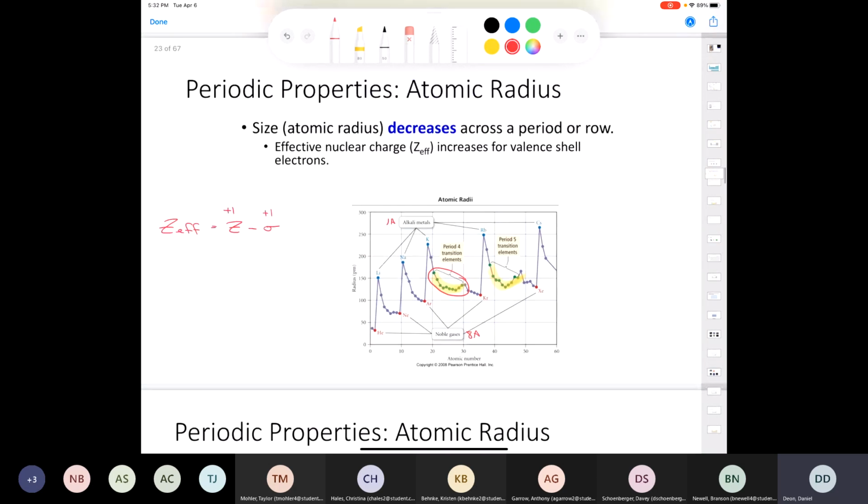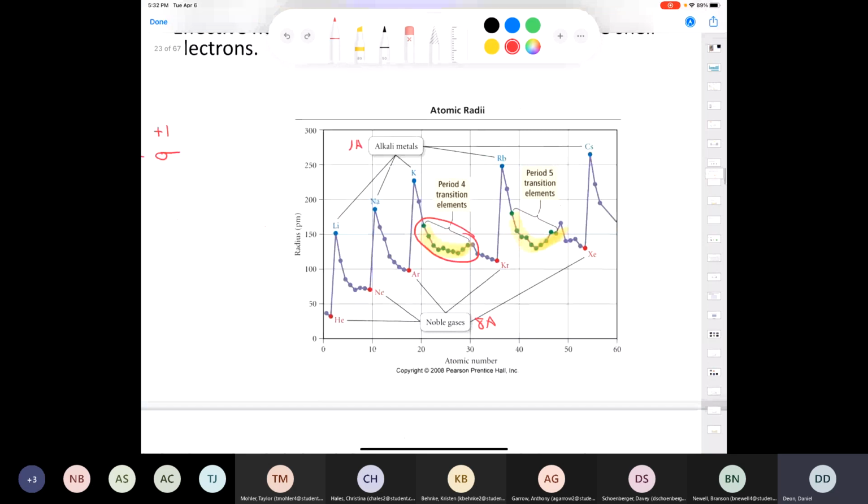And again, if you're wondering, oh boy, how much do I have to have all this memorized? What you have to have memorized is the trend. And you don't even have to memorize it, you just have to understand it. Why the elements increase in size going down a group, and why they decrease in size going across a period, right? This is a period, this is a period, so on and so forth. And generally speaking, the sizes decrease going across a period. All right.